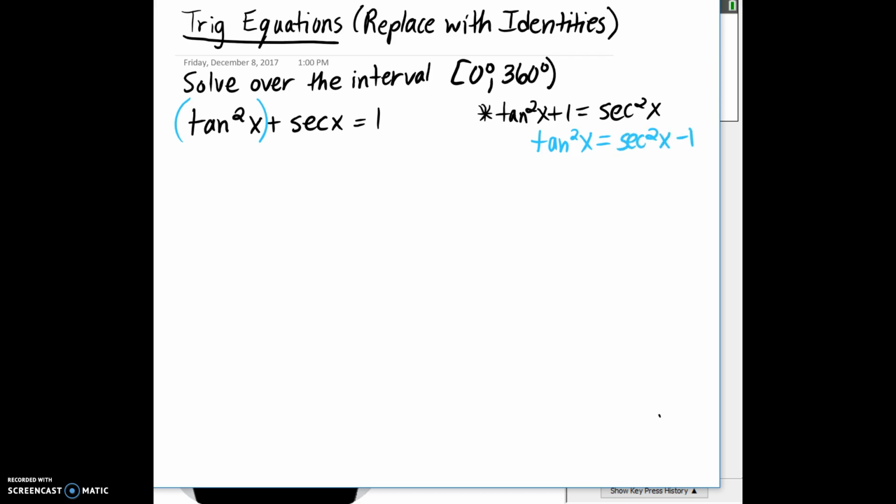So just like we did in the identities unit, we can use the identities, rearrange them. So not only is this unit great because you get to pull back out your unit circle, but you also get to pull back your identity sheet and kind of combine both of those topics together. So I'm going to replace tangent squared with secant squared minus 1. And then we still have the plus secant equals 1. Your goal here is to get it all in terms of one trig function.